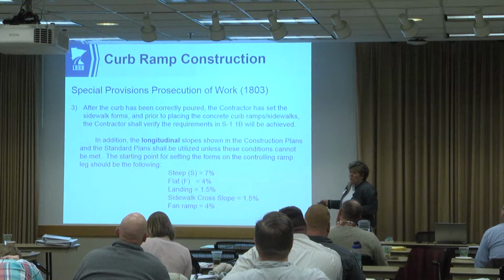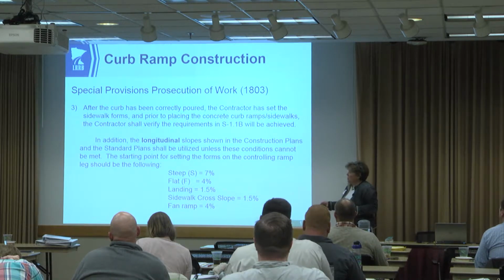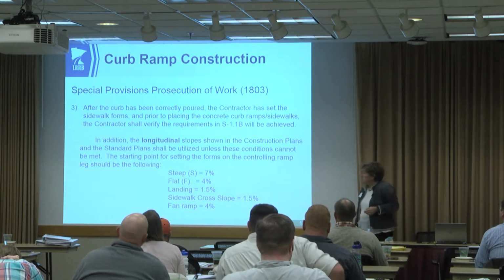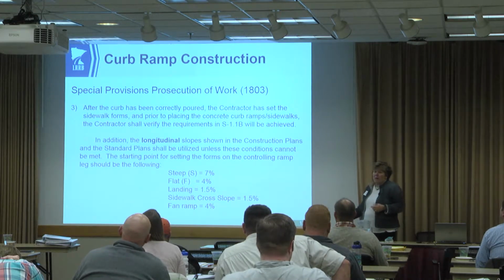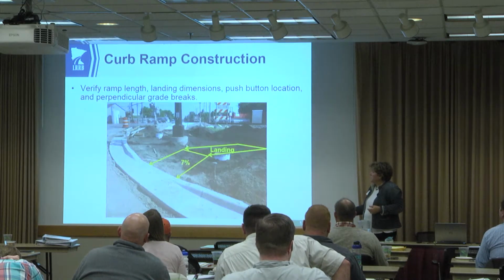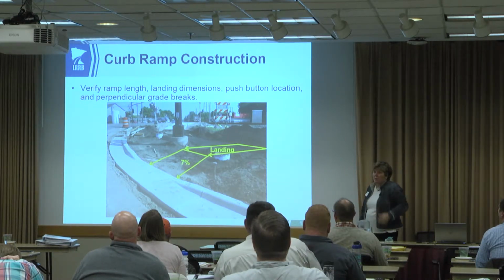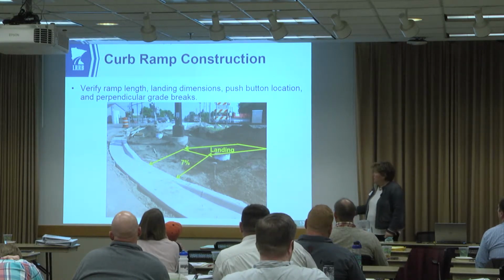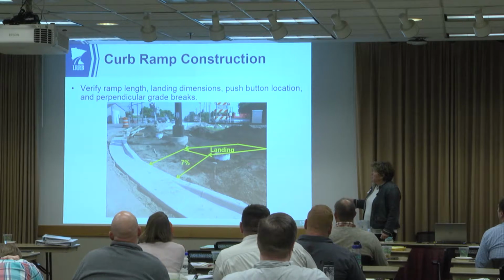On a flat slope, we're able to go 2 to 5, start at 4. On a landing, no more than 2, start at 1.5. Sidewalk cross slope, no more than 2, also start at 1.5. And on a fan ramp, we go 2 to 5. So again, we start at the gutter grade. Again, don't leave this up to chance. You're going to need to know what the gutter is going to be through there so that you don't create a problem for yourself. 7% up to that first landing.